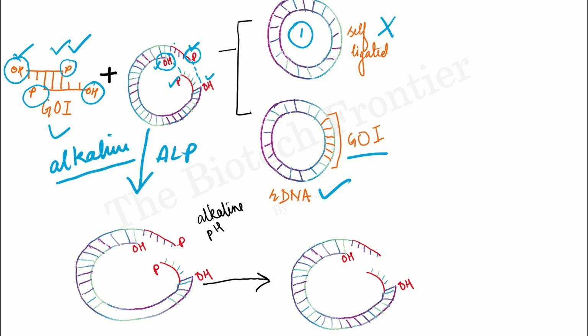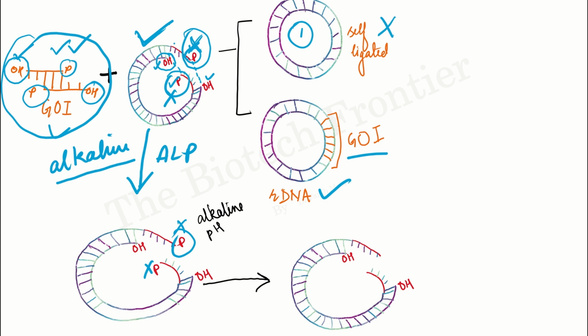So ALP under alkaline condition removes the phosphate group from the 5' end, right? ALP removes this particular phosphate group from the 5' end. So in the presence of the ALP, these two phosphates will be removed from the 5' end. Before adding the gene of interest to the plasmid vector of bacteria, we first treat this bacterial vector with ALP under alkaline condition. And ALP here removes the phosphate group from the 5' end, leaving behind vectors lacking the phosphate group.